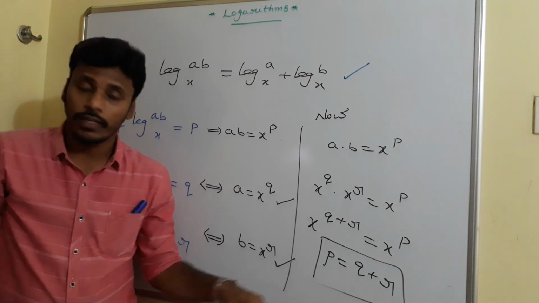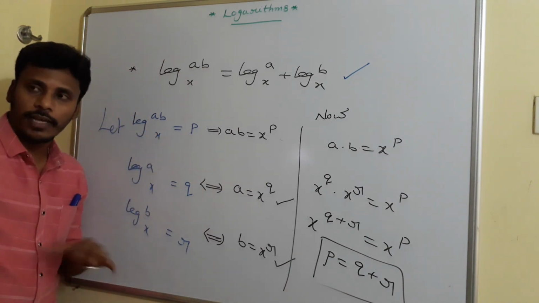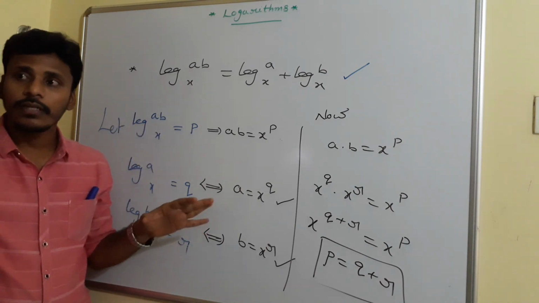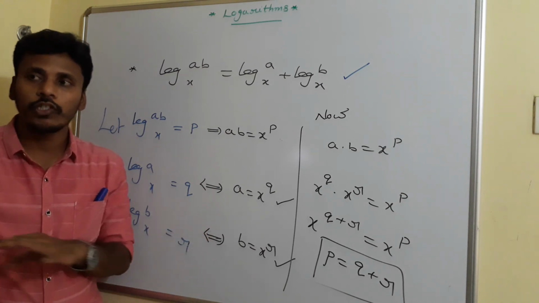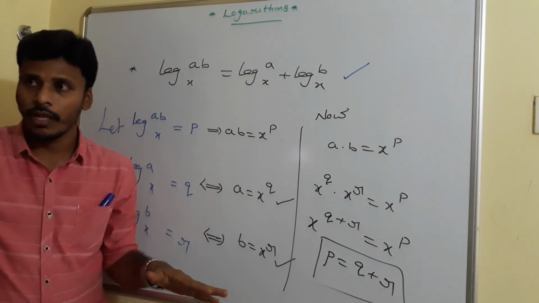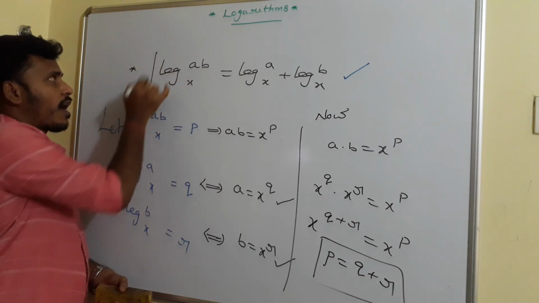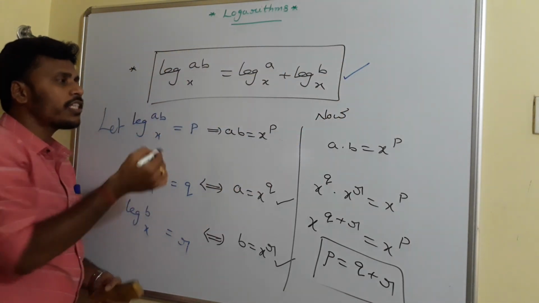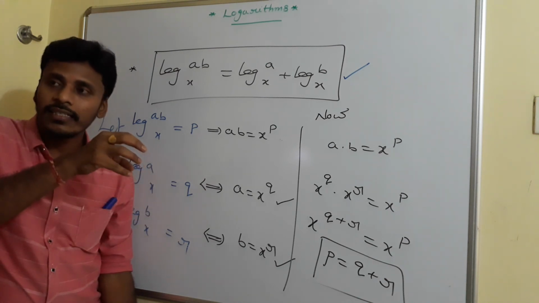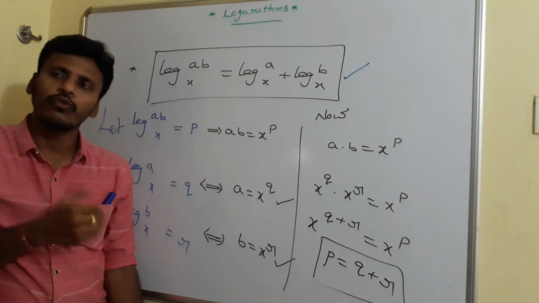Since p is equal to q plus r, and p is log ab base x, q is log a base x, r is log b base x. Have a look at the proof. Basically, to solve the problems, proof is not mandatory. But as a theory, we need to discuss everything. So just observe the proof, but you need to memorize this law. To utilize it, you need to observe. If you observe, automatically you will recognize the situation where it is helpful. And then you will try to use it, right?